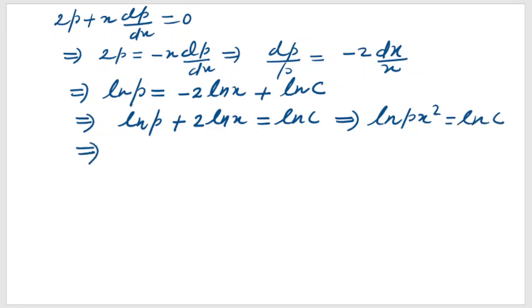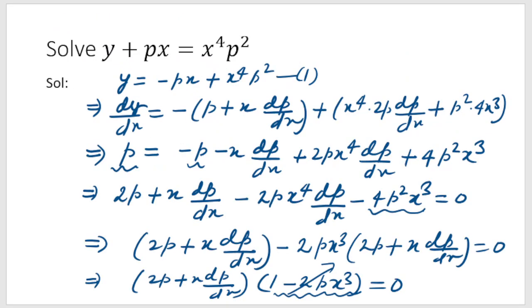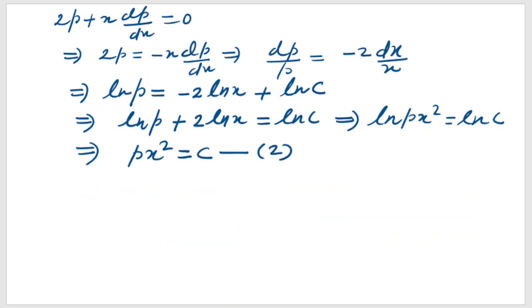So we have solved it. We got p into x square is equal to c. Right. So this is our equation number 2, since the original was equation number 1. Now from the first and second we can eliminate p. So how to eliminate p? p will be basically equal to c by x square.